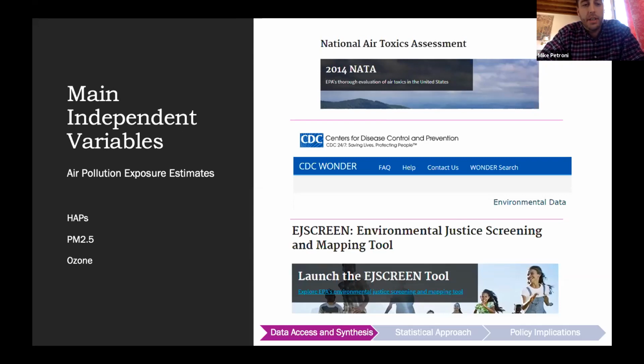We also looked at a couple of criteria air pollutants, particulate matter and ozone, that we incorporated into our models. And these came from the CDC Wonder database and EPA's EJ Screen.